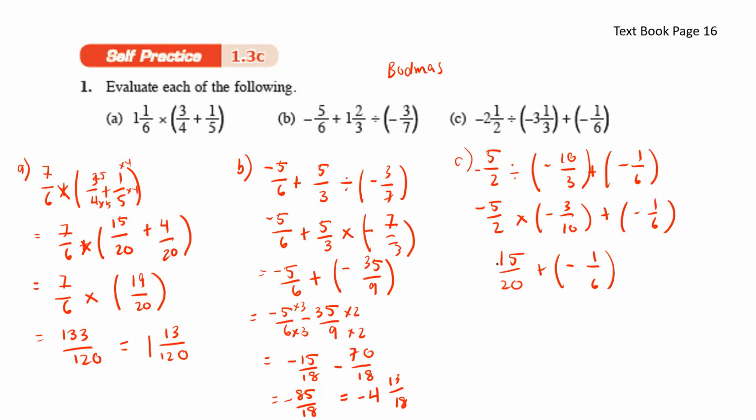So next, you can simplify this number 15/20 in the multiplication of 5. Here gives us 3, and here gives us 4. So 3/4 minus 1/6. Here you can times by 3, 3, here by 2 and 2. Gives us 9/12 minus 2/12. That gives us 7/12.